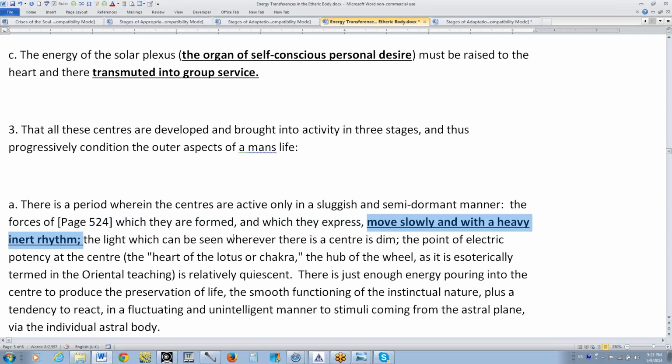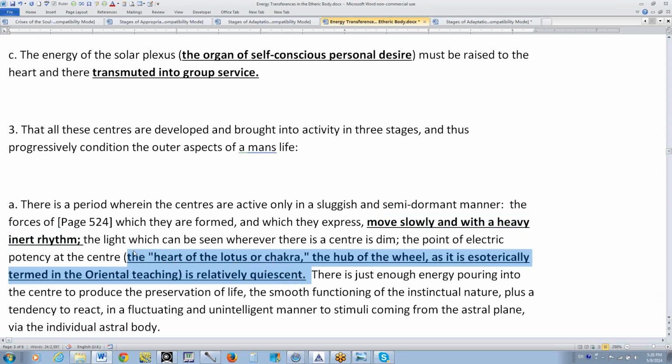The light which can be seen wherever there is a center is dim, and the point of electric potency at the center of every center, apparently, the heart of or lotus within the chakra, the hub of the wheel, as it is esoterically termed in the Oriental teaching, is relatively quiescent. So, excuse me, we have to think of the central fire, not only for the jewel in the lotus, the causal body's jewel, but that jewel or central fire or hub of the wheel or heart of the lotus for every one of the chakras. There is just enough energy pouring into the center to produce the preservation of life.